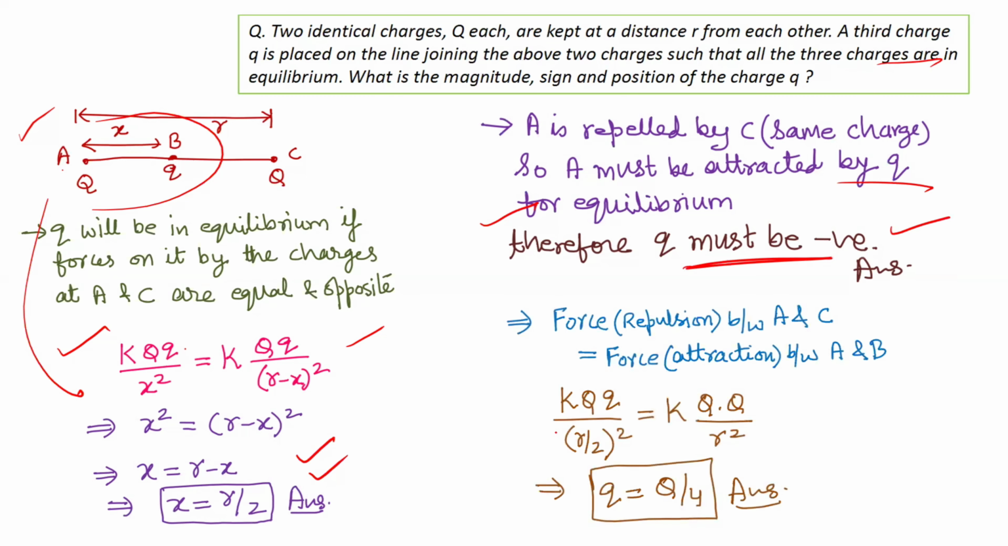Second is the force of repulsion. As we have decided, the force of repulsion between A and C is equal to the force of attraction between A and B. So you just equate the two forces, that is K Q into q upon, in this equation you just put the value of x. So you are getting K Q q upon (r by 2) whole square is equal to K Q into Q upon r square. From this, you finally get q is equal to capital Q by 4. So this is the solution of this question.